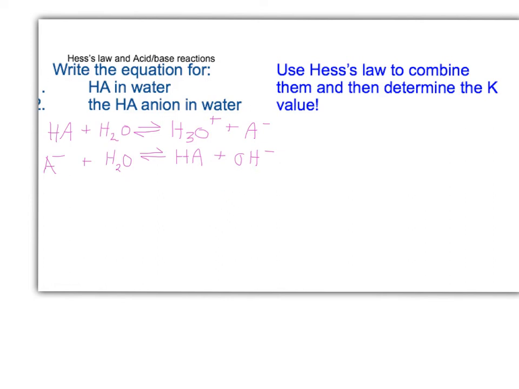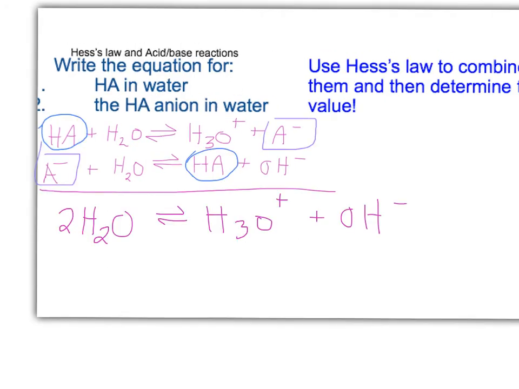So now we have two reactions, the acid in water and the base in water. We're going to use Hess's law to combine these two reactions to see what we are left with. And you'll notice the HA cancels out, reactants and products. The A- cancels out in reactants and products. And we are left with the reaction for the autoionization of water.